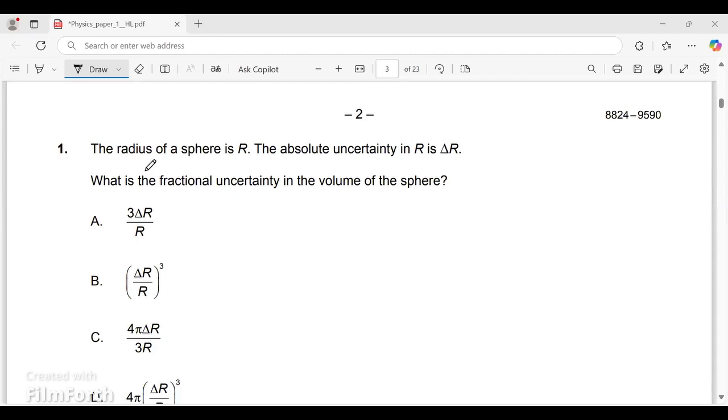Number one, the radius of a sphere is r. The absolute uncertainty in r is delta r. What is the fractional uncertainty in the volume of the sphere? The volume of a sphere is given by V equals 4/3 pi r cubed.